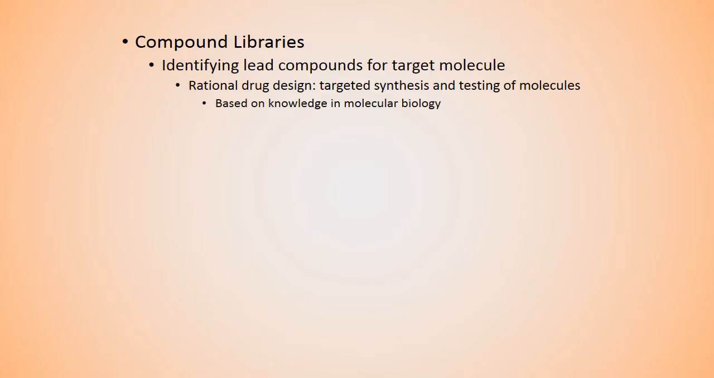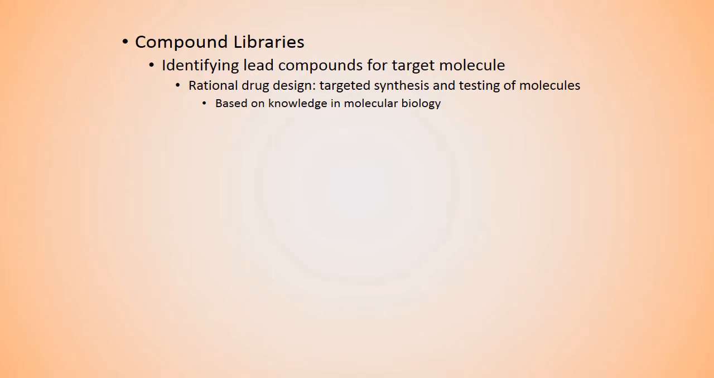So what occurs when we are actually designing and looking at new drugs? We briefly started looking at the process in D1 of how new drugs get through the FDA and onto the market. What they're doing now with the technology we have is creating compound libraries. This is where we identify lead compounds for the target molecule.